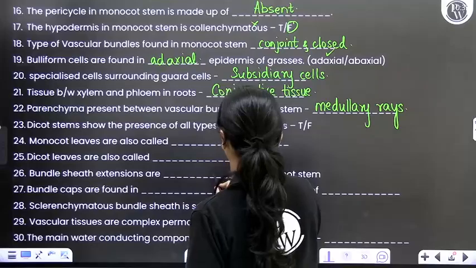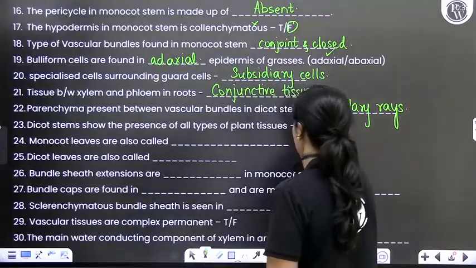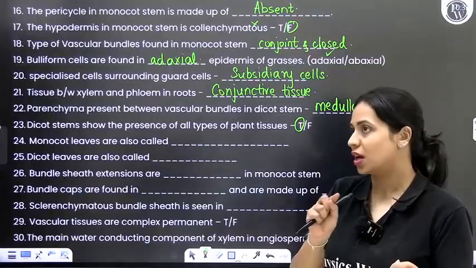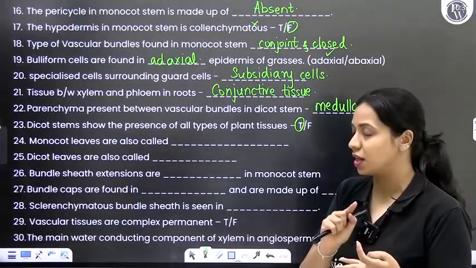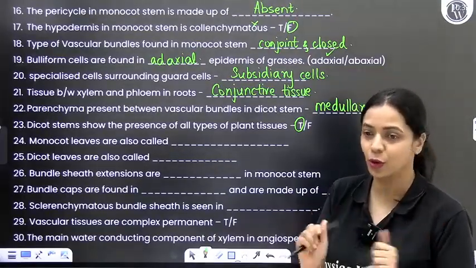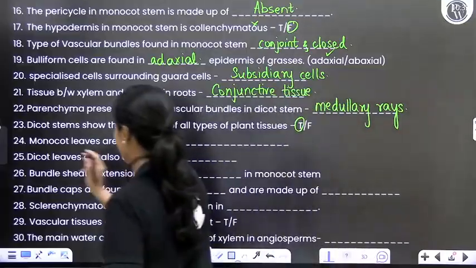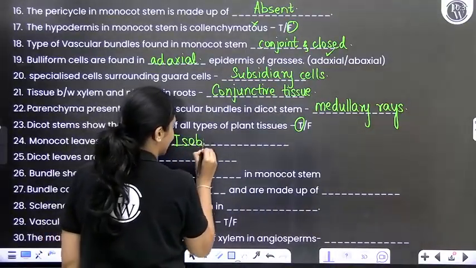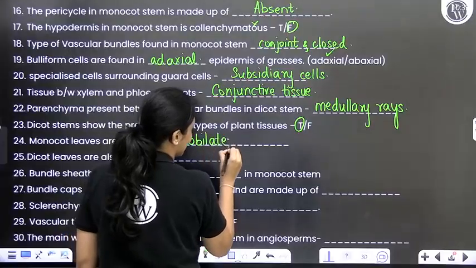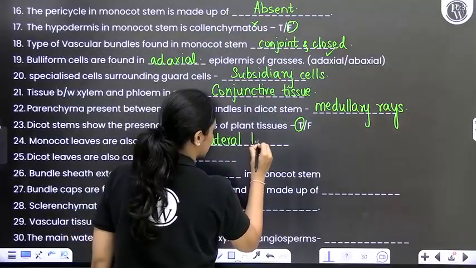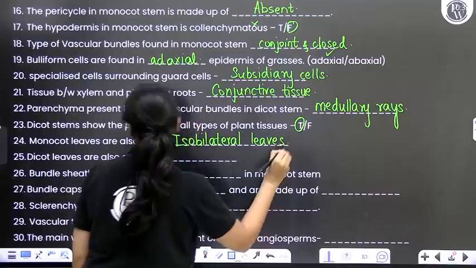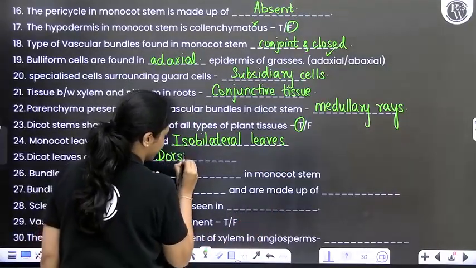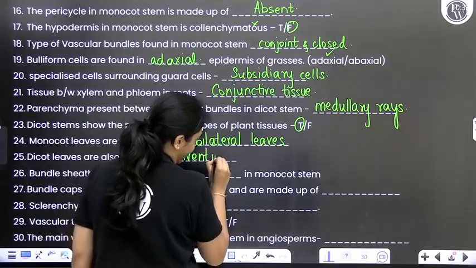Dicot stems show the presence of all types of plant tissues. Yes, you see meristematic tissue in cambium. You see parenchyma, of course. You see collenchyma in the hypodermis. You see sclerenchyma in the pericycle. You see xylem, phloem. You see everything. So that is true. Monocot leaves are also called isobilateral leaves. Dicot leaves are also called dorsiventral leaves.